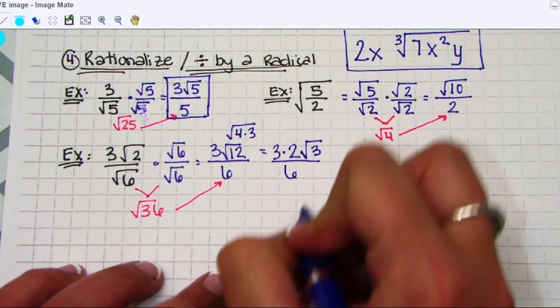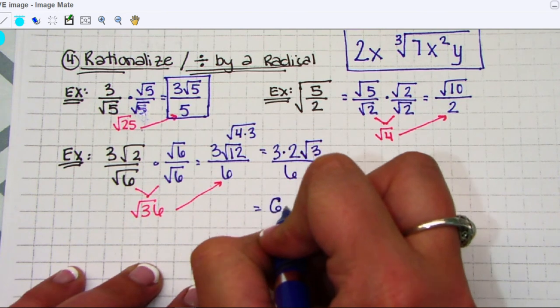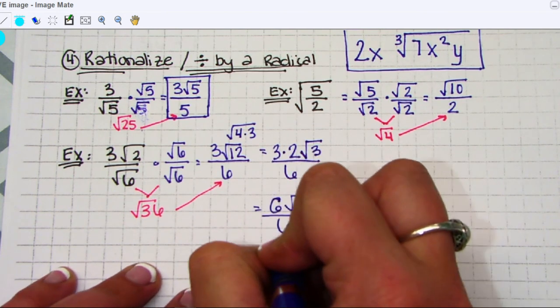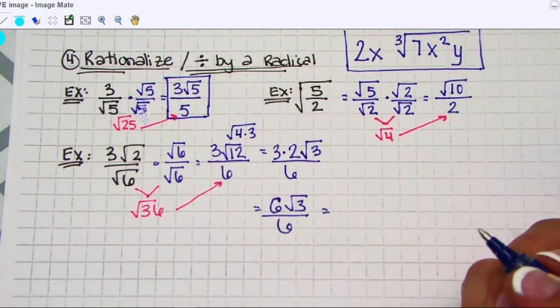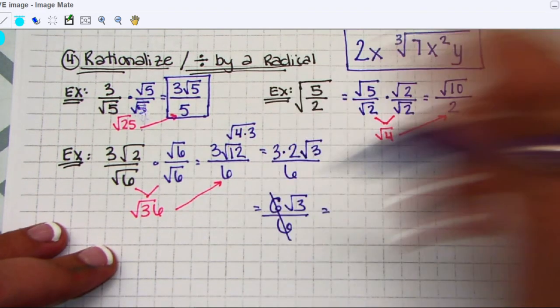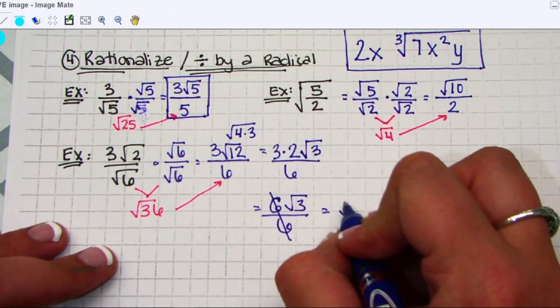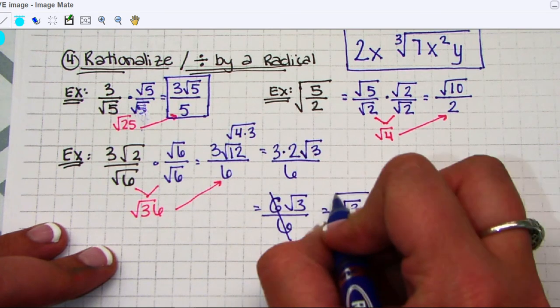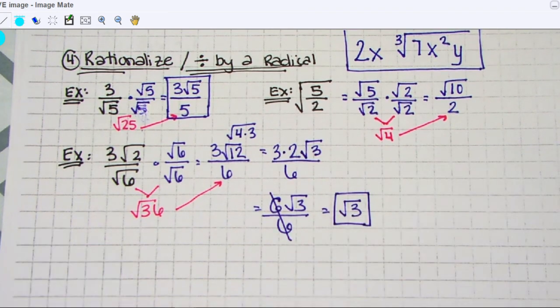So I'm going to shift it down. So we have 6 square roots of 3 over 6. How can we simplify that even more? That cancels out. It does cancel. Square root of 3. Square root of 3. That's it. Okay.